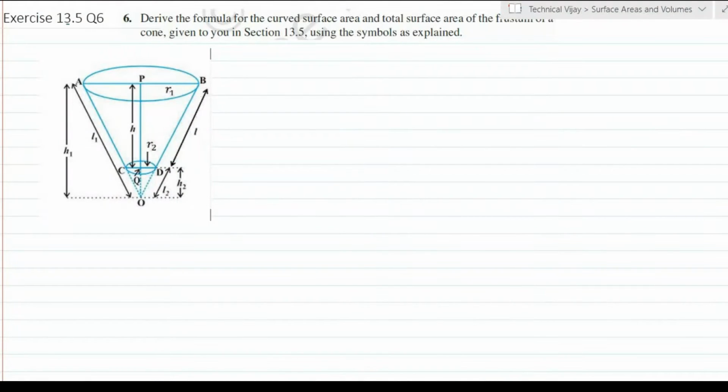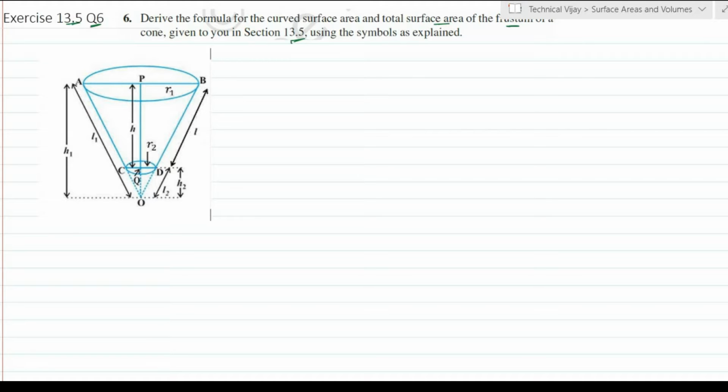So exercise 13.5, question number 6. Here, derive the formula for curved surface area and the total surface area of the frustum. Curved surface area is this portion of the cone. So derive the formula for the curved surface area and the total surface area of the frustum of a cone given to you in section 13.5.